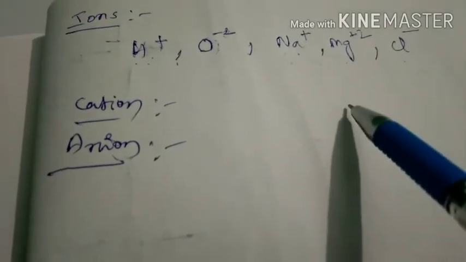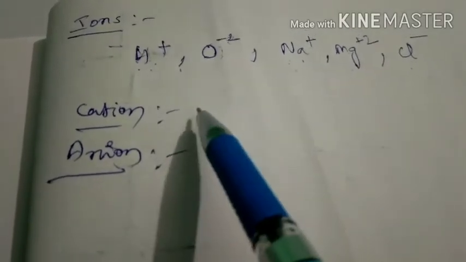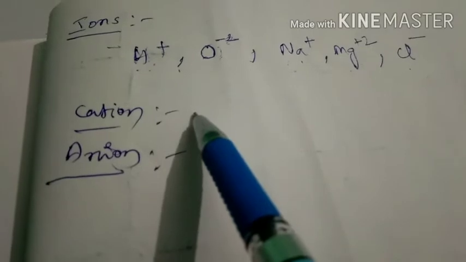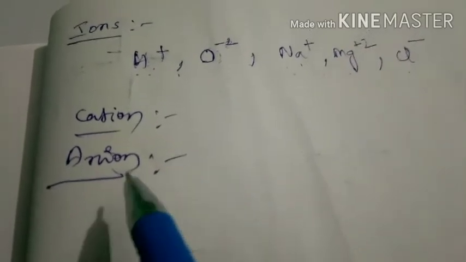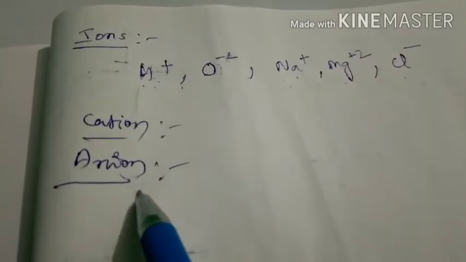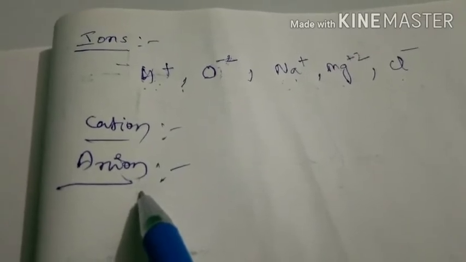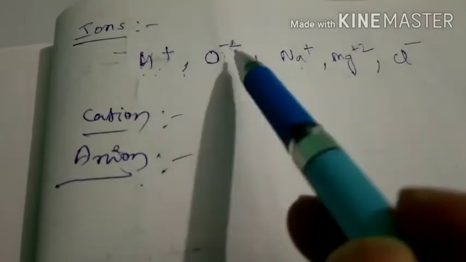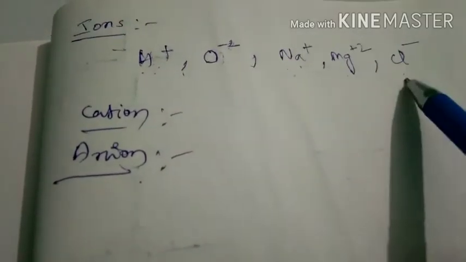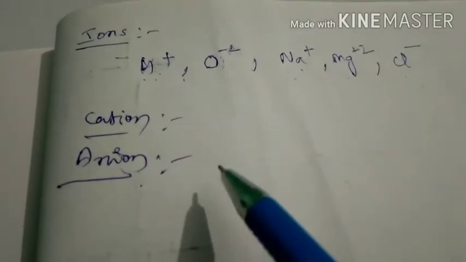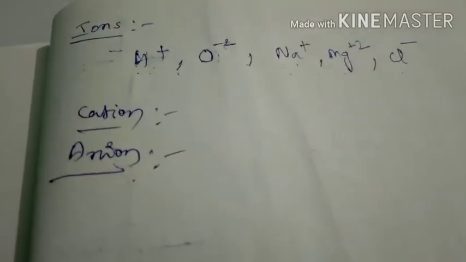So what is the definition of cation? If an ion contains positive charge, that is called cation. Then what about anion? If the ion contains negative charge, that is called anion. That means O minus 2, Cl minus, these are called anions. There are some more examples regarding cations and anions. So this is about ions.